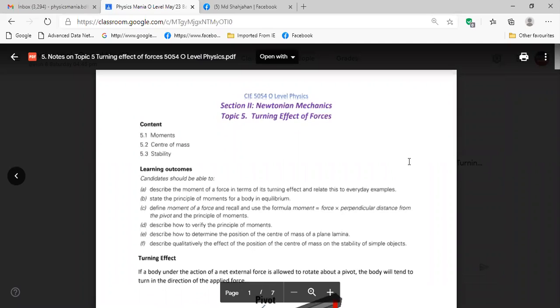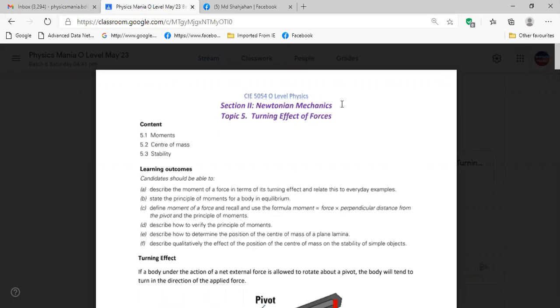So this one is related to turning effect of forces. We understand turning effect of forces from our door. If you are trying to open or close the door, and the door is attached to the hinges at the corner, the hinges are actually working as the pivot, right? When you are turning, you are applying force on the door. The distance straight from the hinges to where you are applying force is called the perpendicular distance from the pivot.